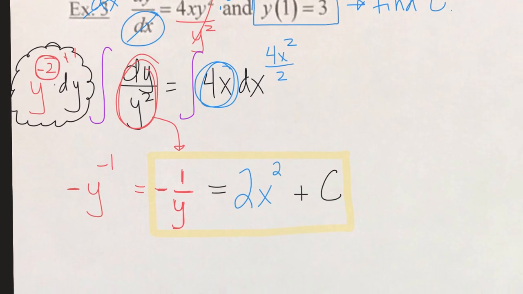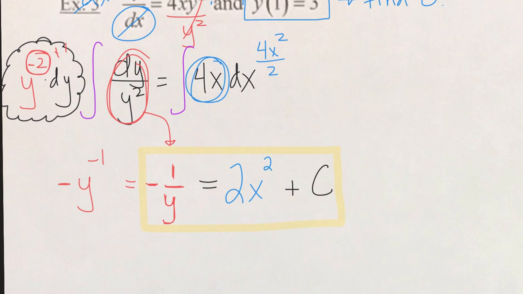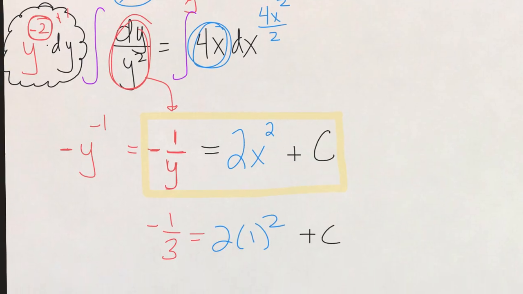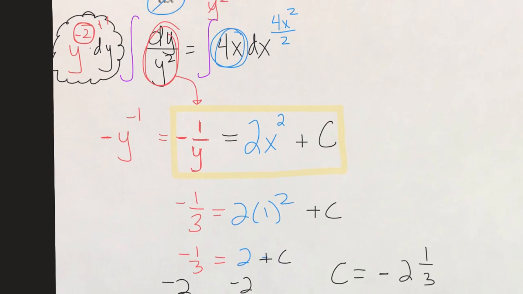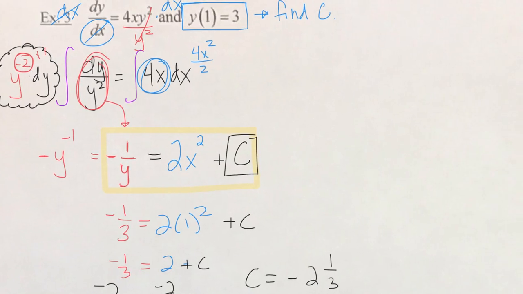Let's solve this for c. So this is negative 1 over 3 equals 2 times 1 squared plus c. 2 times 1 squared, well, that's just 2. So I need to subtract 2 from both sides, and c equals negative 2 and 1/3. So now I'm going to come back into here and make that into negative 2 and 1/3. 2x squared minus 2 and 1/3.